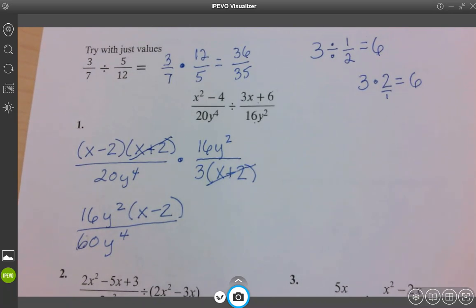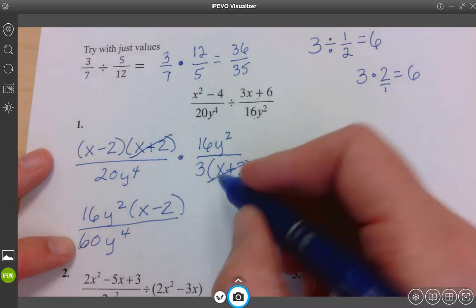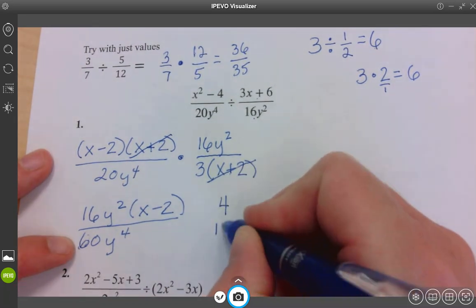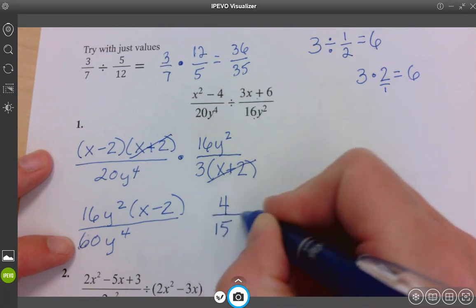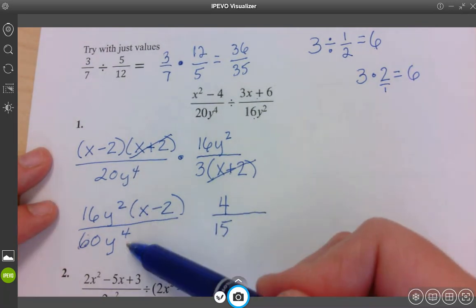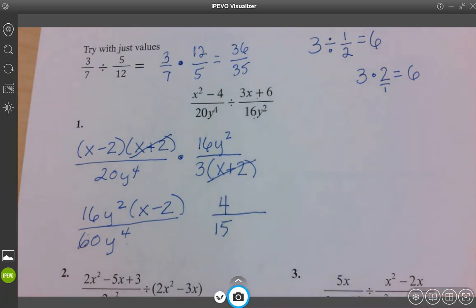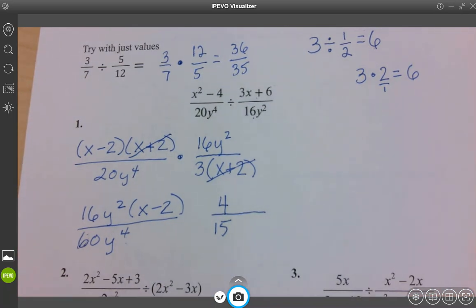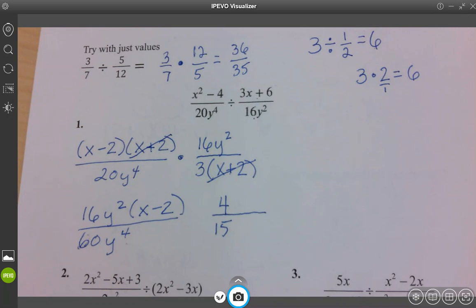All right, 16 and 60, what's the greatest common factor? I don't think 6 is a factor of 16. 2 is a factor, but I think there's a bigger one. 4. Yeah, 4. So let's divide 16 and 60 by 4. All right, y squared divided by y to the 4. We're going to subtract the exponents. And what do we get? 2. We get y to the 2.